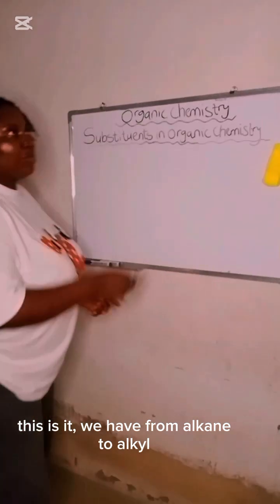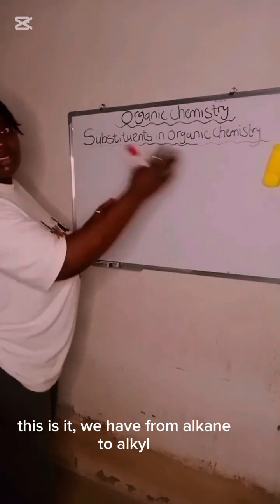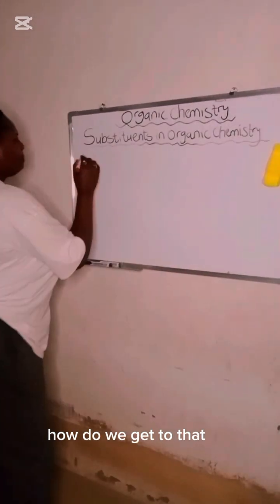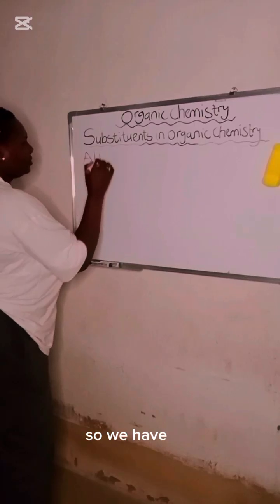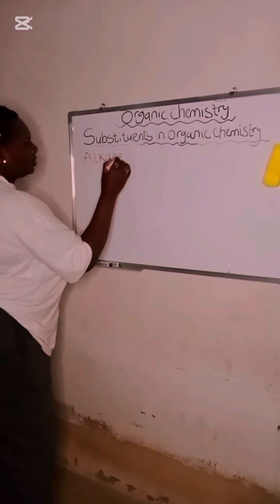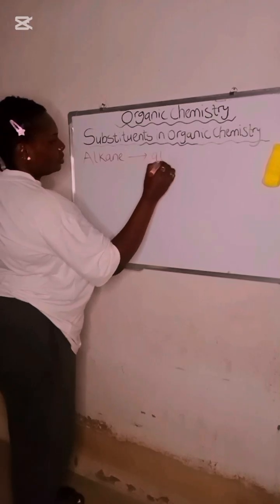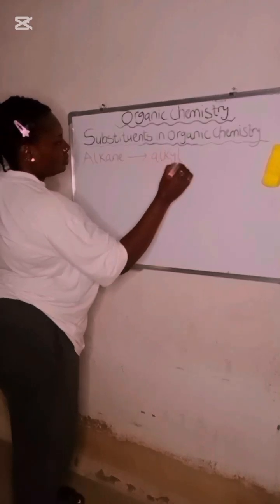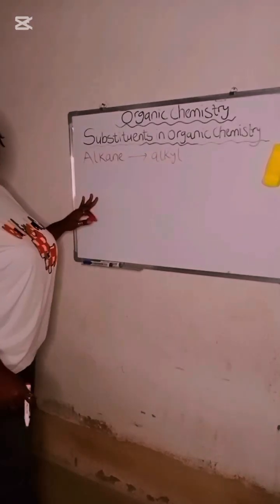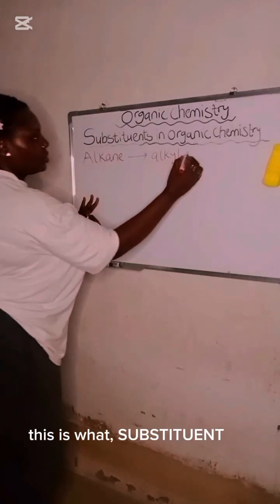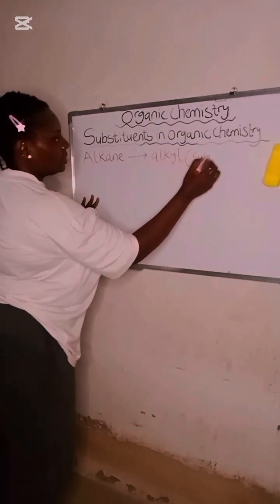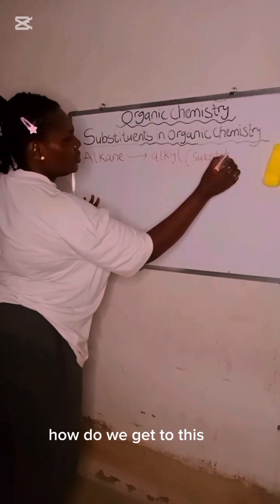This is it. We have from alkane to alkyl. How do we get to that? From alkane to alkyl. This is what? Substituents. How do we get to this?